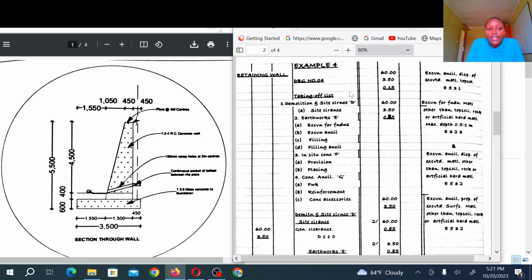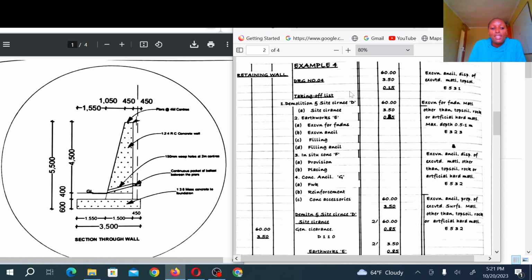Today we'll be taking off for the retaining wall using the CESMM4. I'll go through it and show you how you use the CESMM to get the descriptions and also the measurements for the retaining walls. In our previous video, we discussed how to use CESMM and the sections in the CESMM4. So today we'll be practically going through the CESMM and doing the retaining wall takeoff.